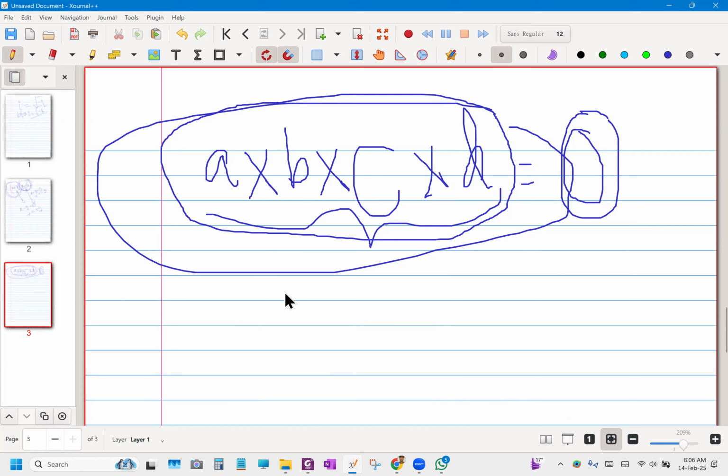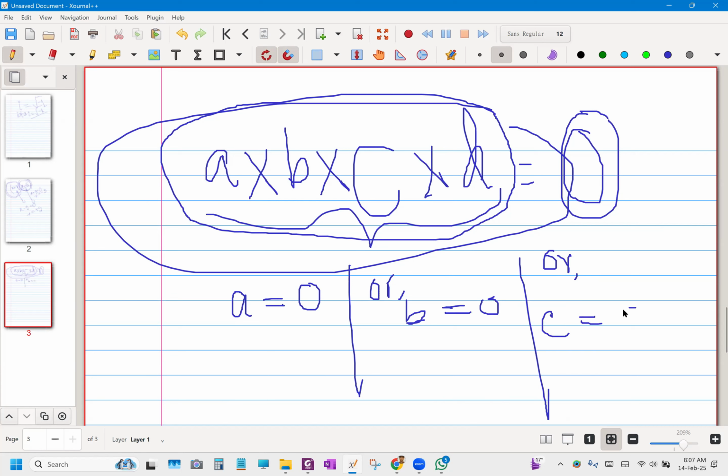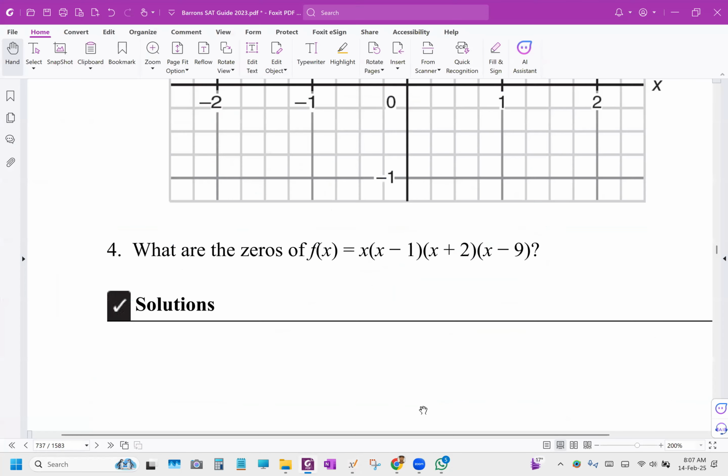So the procedure of solving this equation is you just need to say that A equals 0 or B equals 0 or C equals 0 or D equals 0 and so on. So you just need to apply the same technique here.